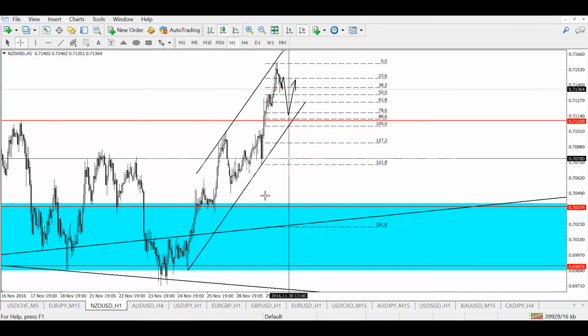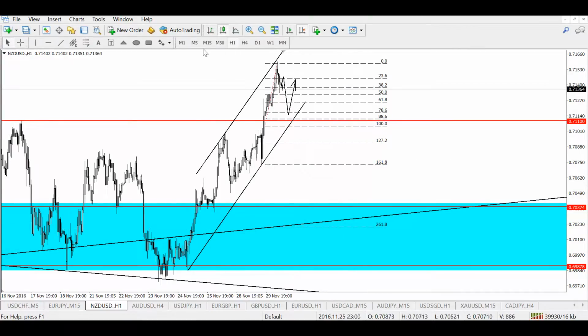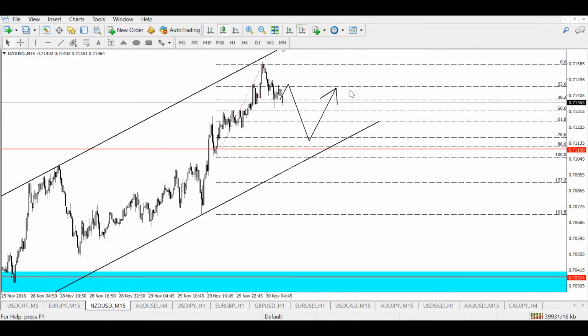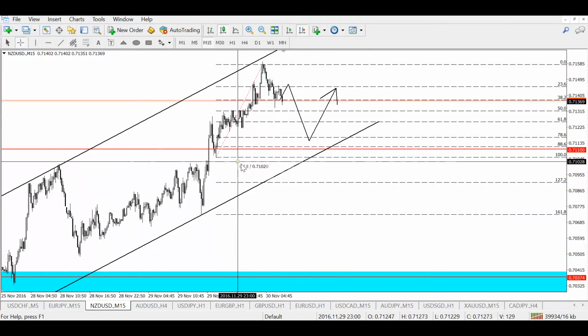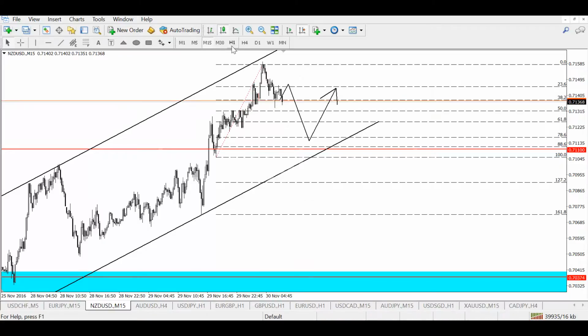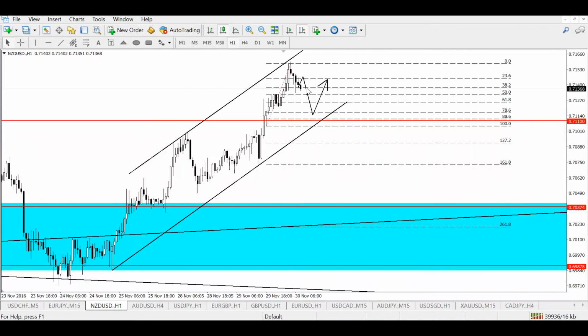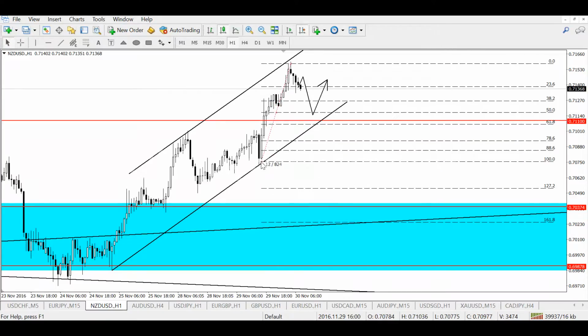The angle is pretty steep upwards as well. So what you can do for the Kiwi against US dollar is look for a retracement. I would say that at least look in the 1 hourly chart to look for the retracement instead. So it's going to be something like this.